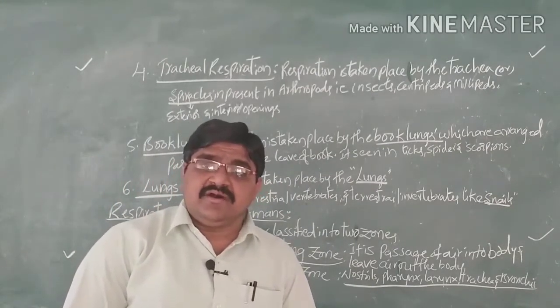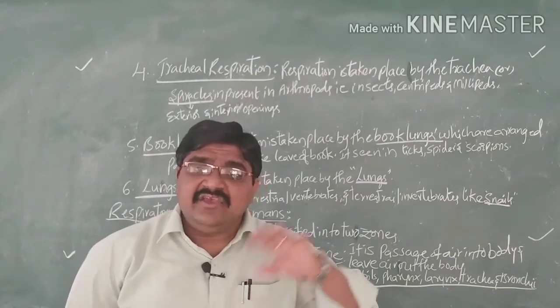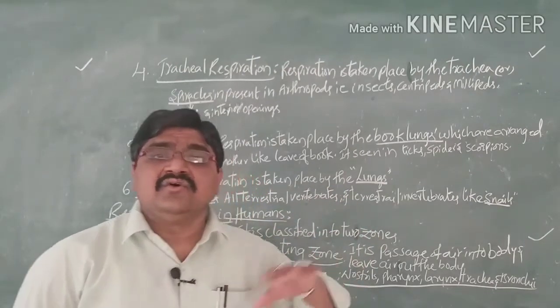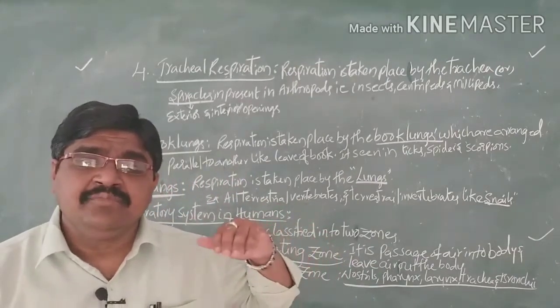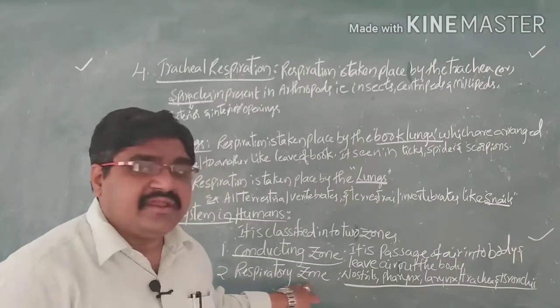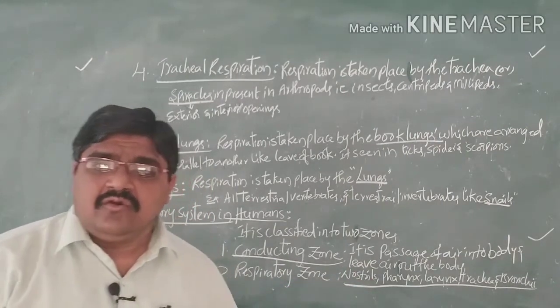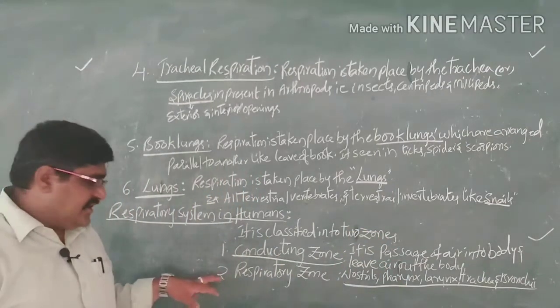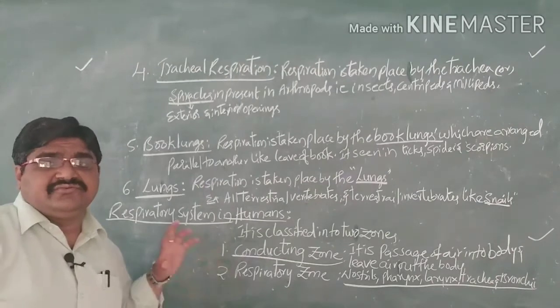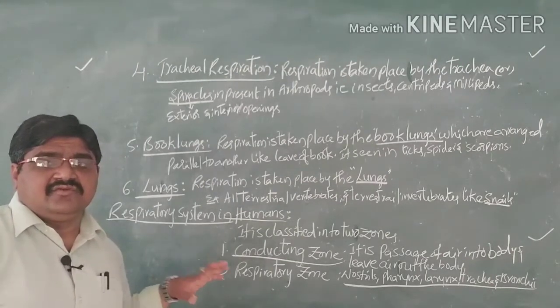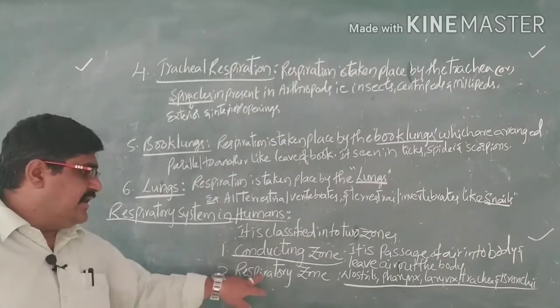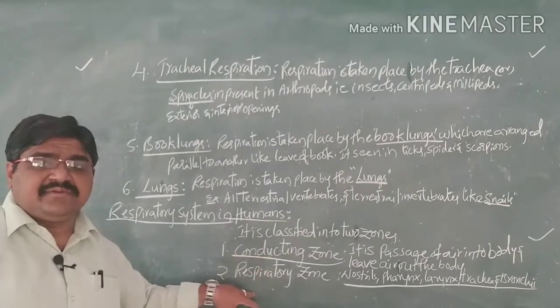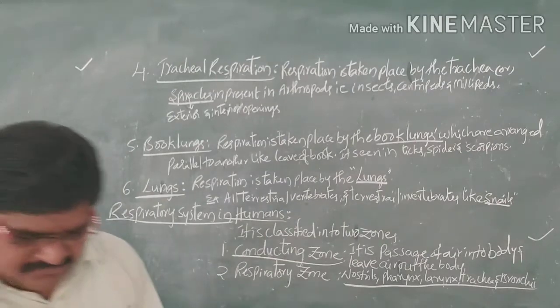From there the air passes into the lungs, where the exchanging of gases takes place. That exchanging of gases we can call the respiratory zone. Firstly we will discuss the conducting zone, later we will discuss the respiratory zone. Understand? So mainly there are the conducting as well as the respiratory zones. Now coming to the conducting zone.